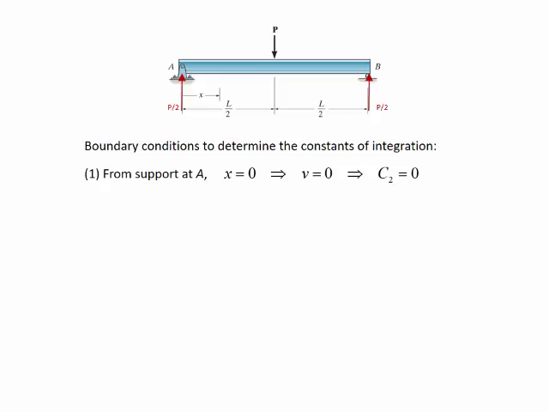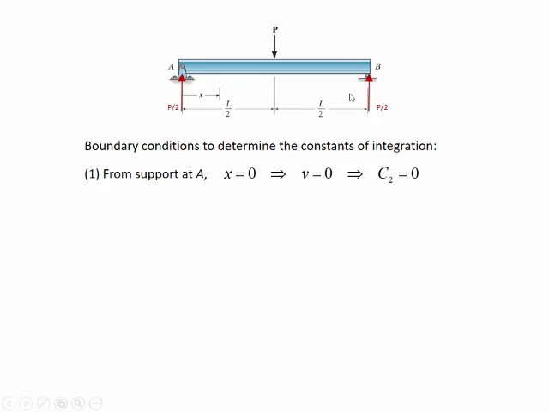So we know that the pin at A is preventing translation along the horizontal and vertical, so we know therefore that the deflection at that point is going to be equal to 0. So we know that at x equals 0, V is equal to 0. If we substitute that into the second equation, we are going to find out that constant of integration 2 is equal to 0. We also know that this problem is symmetric.